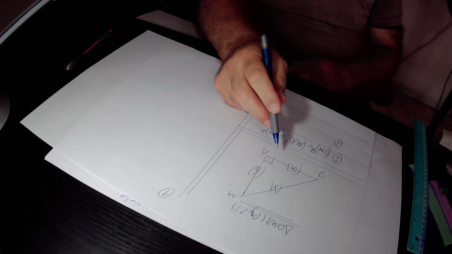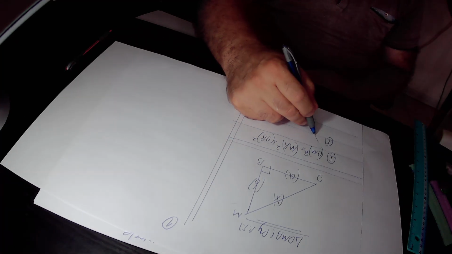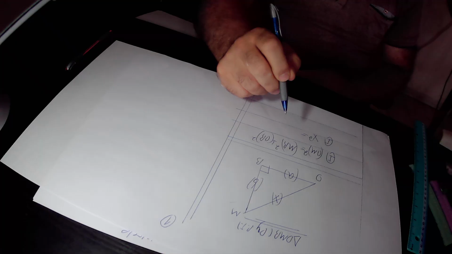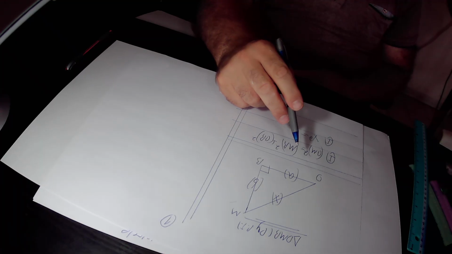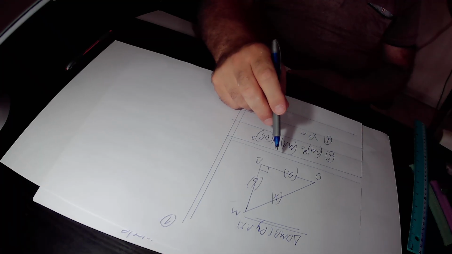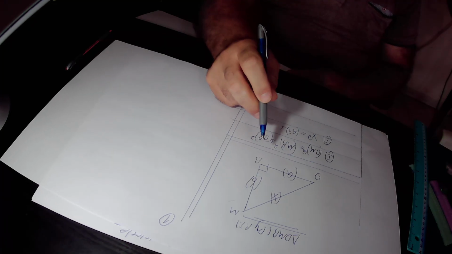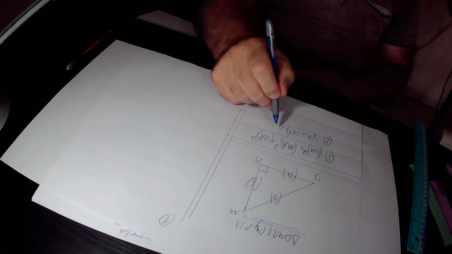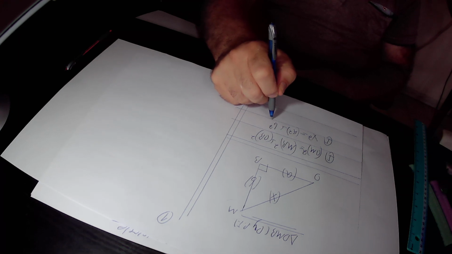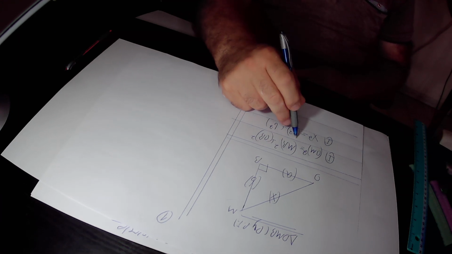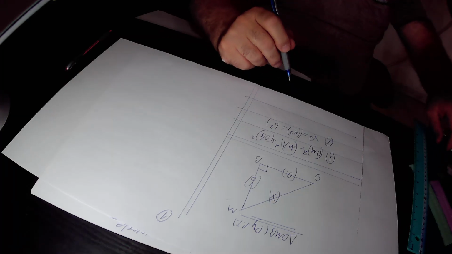OM is x, therefore OM squared is x squared, and it is equal to OB squared. OB is a, therefore OB squared is a squared, plus MB squared. MB is b, therefore MB squared is b squared. So in total, according to equation 1, we actually found out that x squared equals a squared plus b squared.